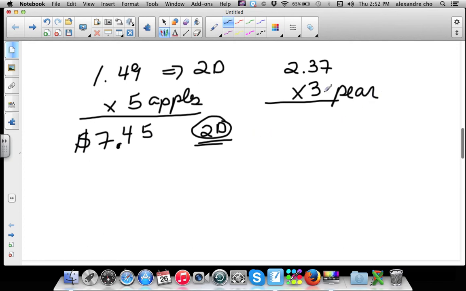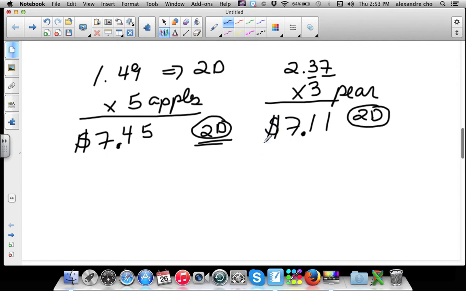The pears, 3 times 7, oh sorry, there's 2 decimal places here, none in the 3, so my answer should have again 2 decimal places. 3 and 7 is 21, goes 2, 3 and 3 is 9, 11, goes 1, and 3 and 2 is 6, 7. So my pears are going to be $7.11.